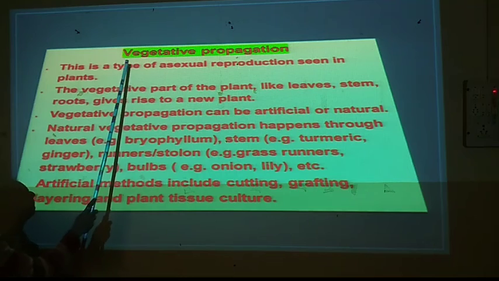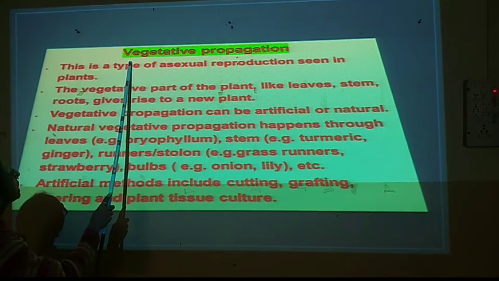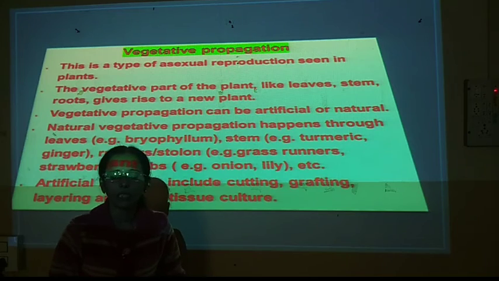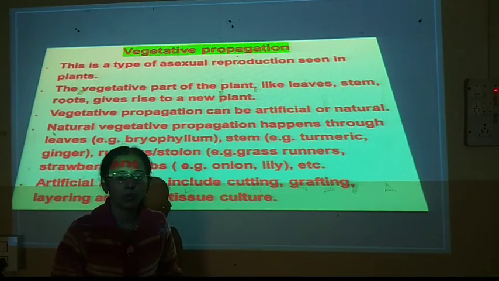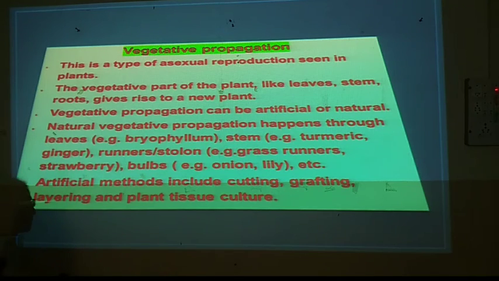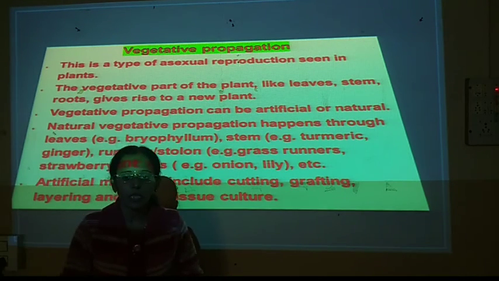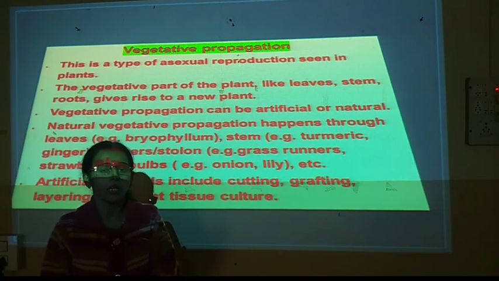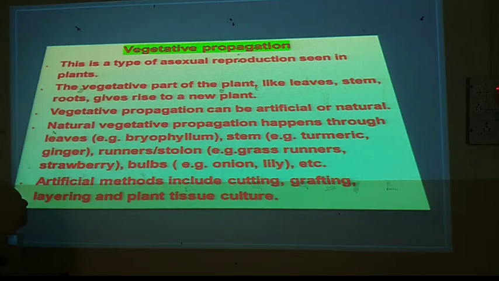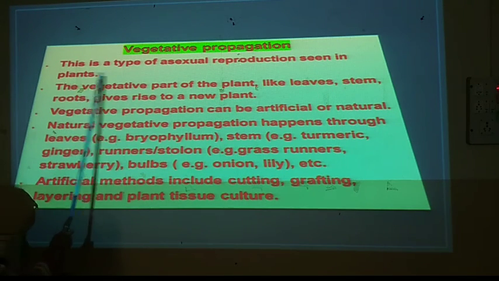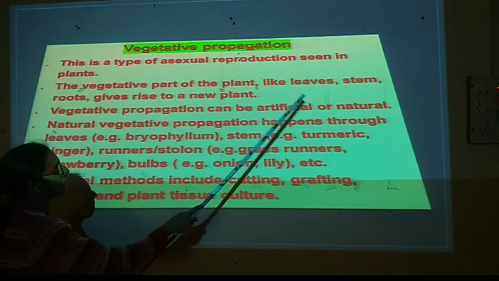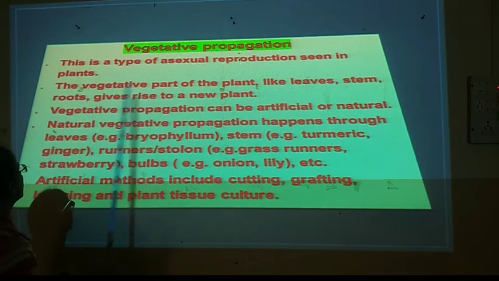Last type of asexual reproduction is vegetative propagation. Mostly this occurs in plants. We have seen many different plants whose stem, roots, leaves are used for the formation of new individuals. You know the example of sugar cane. In sugar cane, we use small buds or small parts of the stem. When we sow it in the soil, that same small part of the stem forms an individual plant. So this is asexual reproduction in plants, where parts of the plant like leaves, stem, roots give rise to a new plant.